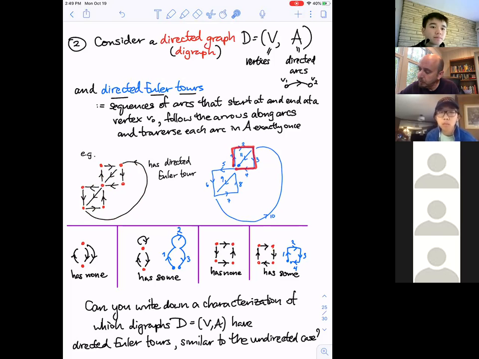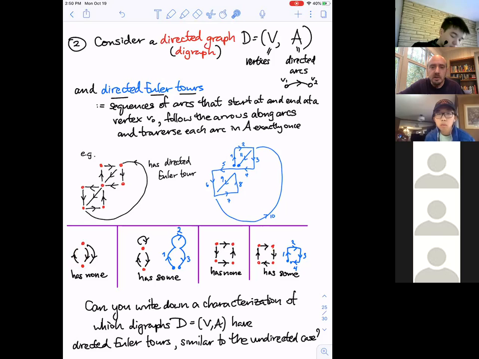1, 2, 3, 4, 5, 6, 7, 8, 9, 10, 11. And it's a closed tour. When I say tour, I mean it starts and ends at the same place. And so we just wanted to think about which directed graphs, which digraphs have an Euler tour, a directed Euler tour. So for example, you could convince yourself that this one doesn't have one.